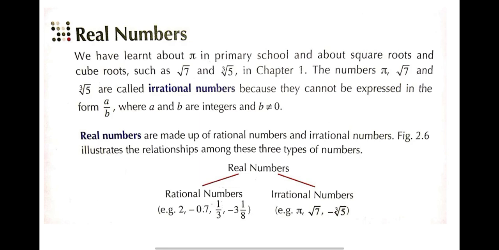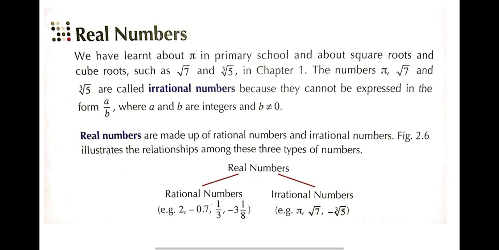And of course, b is not equal to 0 because any number divided by 0 will be indefinite, or in another way of saying, is an imaginary number. We'll discuss any imaginary number next. So why are root of 7, pi, and cube root of 5 called irrational numbers?